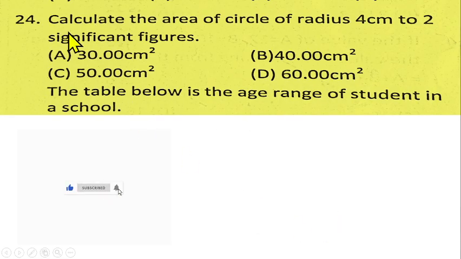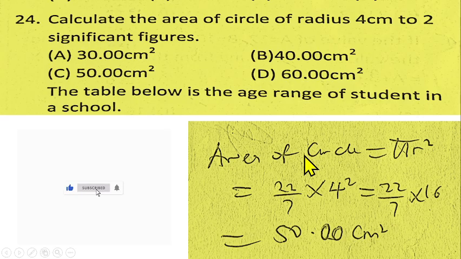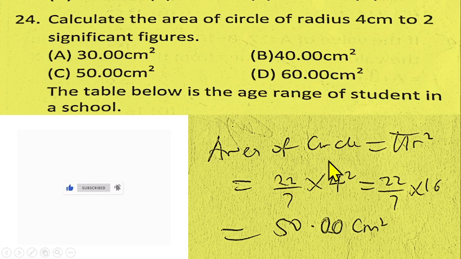Now question number 24. Calculate the area of the circle of radius 4 centimeter to two significant figures. So area of a circle is pi r squared, and pi is 22 over 7 times radius is 4 squared. That will be 22 over 7 times 16. That will be 50.00 centimeters squared, which is option C.